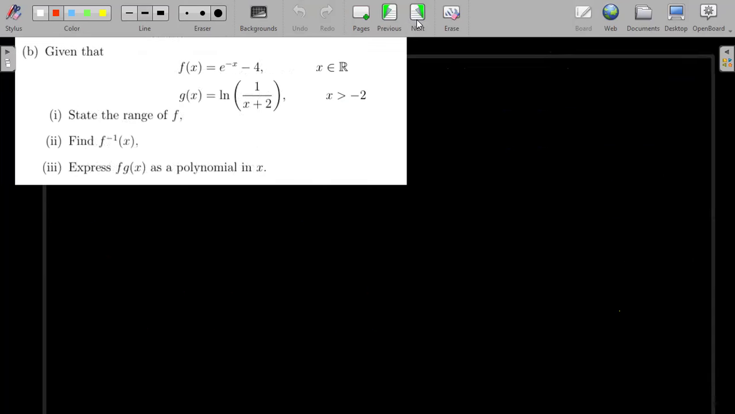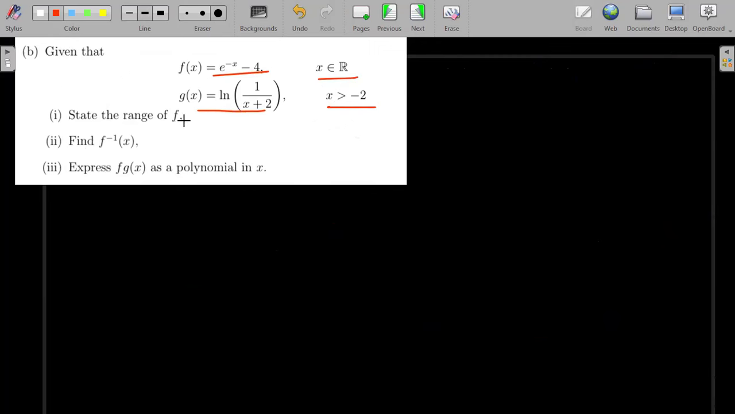We now look at question 3 part 2. Part B, they're saying, given that f of x is this and g of x is this. This f of x has a domain, the set of all real numbers. This one has a domain x is greater than minus 2.